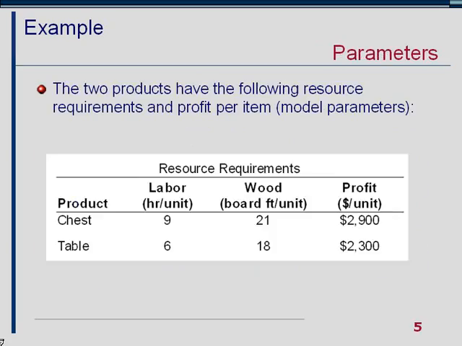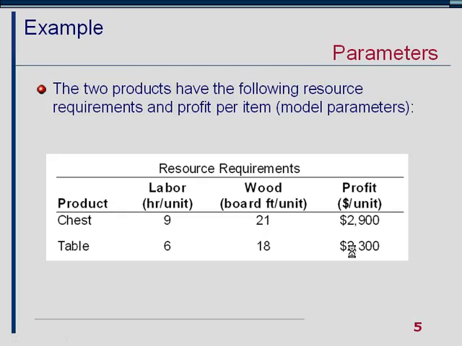Initially, you might look at this problem and say, this is a fairly easy, straightforward problem, because obviously you would want to produce the product that yields the highest profit or the highest revenue. You look at the two products, chests and tables, and you would say, chests yield $2,900 per item, and tables are only $2,300. So let's just make all chests.